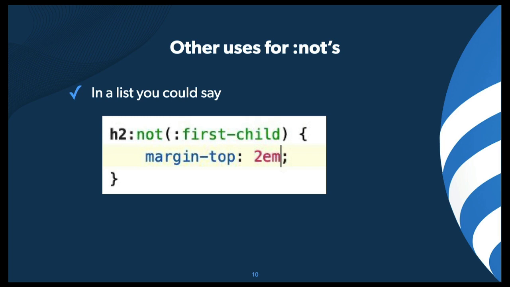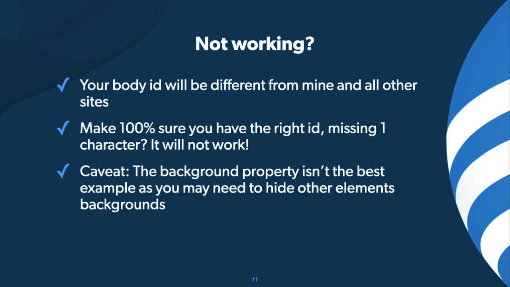So if your code isn't working, just remember that your body ID is going to be different for every page and every site. So it needs to be different from the code I've got. Secondly, as you're well aware, if you miss one character or one number in that ID, it will not work. It needs to be 100% exactly the same as the ID on your site, on that body element. And I've used the background property just as an example, but it's probably not the best example, to be completely honest, because you sometimes need to hide other elements in the background to get that background to show through. But hopefully I've explained it okay in the code.